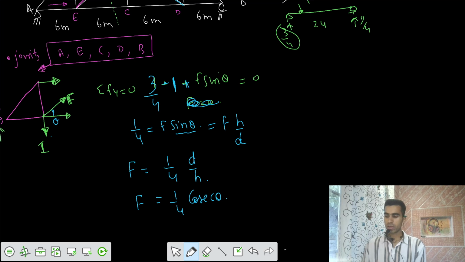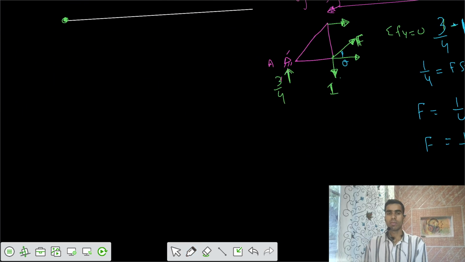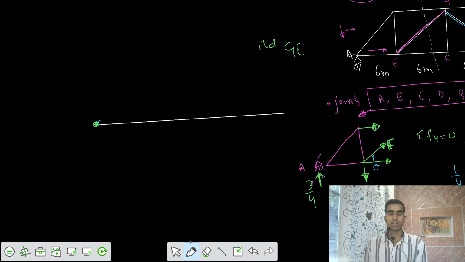Then if I substitute the value of cosecant theta, which is root 2, root 2 into 0.25 is 0.3536. So the ordinate finally equals 0.3536. We have the ordinate, positive 0.3536, when the load was at point E.